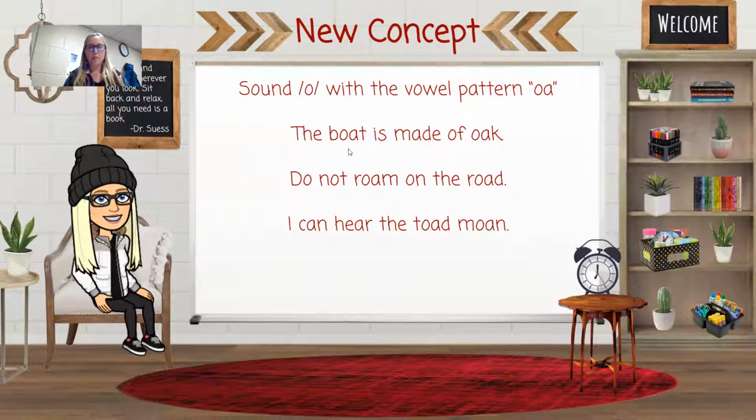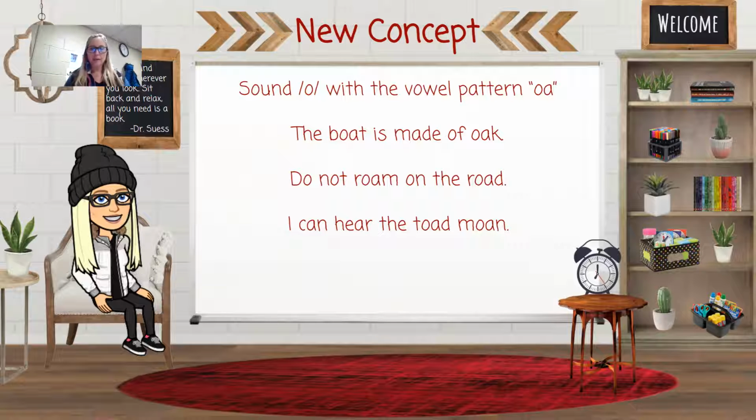So here we go. The boat is made of oak. We've got two words in this sentence that have that OA pattern. So I want you to find those and write them on your whiteboard. The words in that first sentence, we have the word boat and the word oak. I did put a little visual phonics. This is the symbol that helps our brain remember that OA says the O sound. I can put it on the top as well. OA says O. So we have boat and oak.